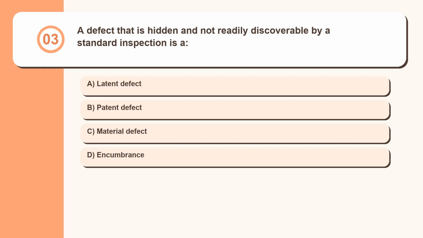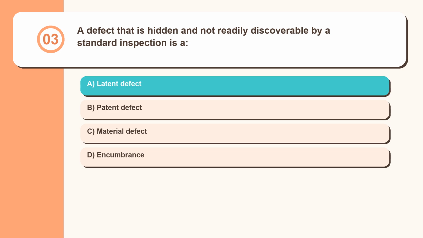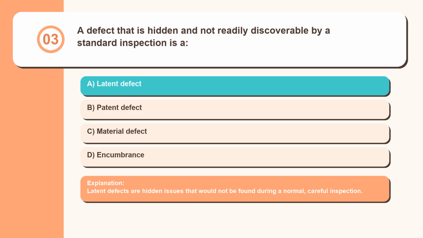Question 3. A defect that is hidden and not readily discoverable by a standard inspection is a latent defect, patent defect, material defect, encumbrance. Latent defects are hidden issues that would not be found during a normal, careful inspection.